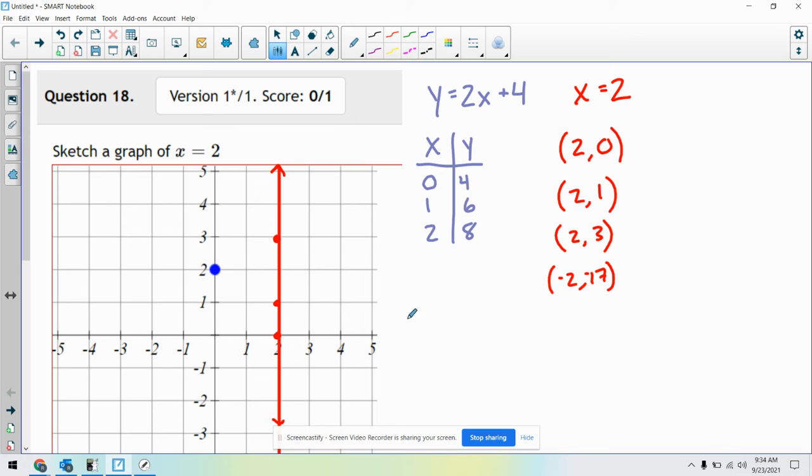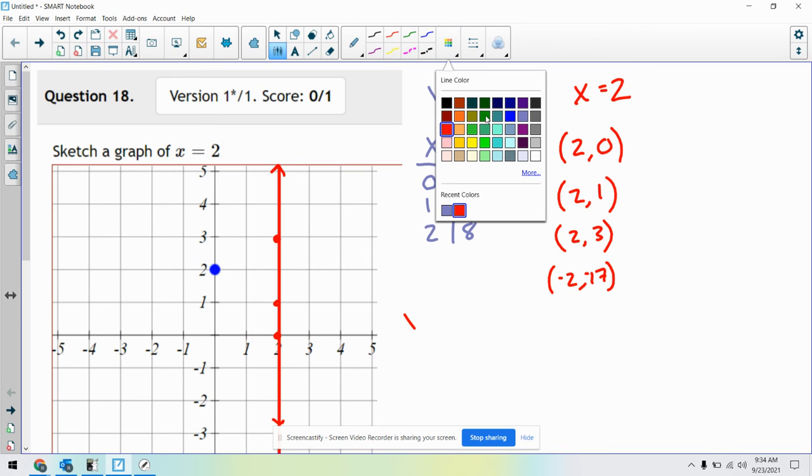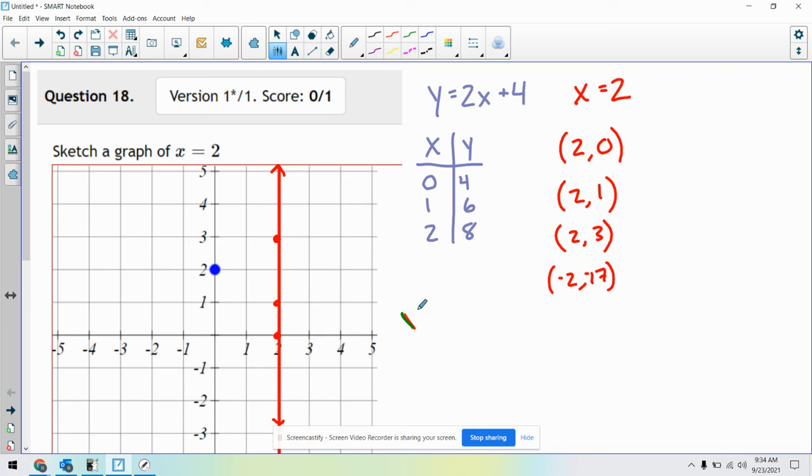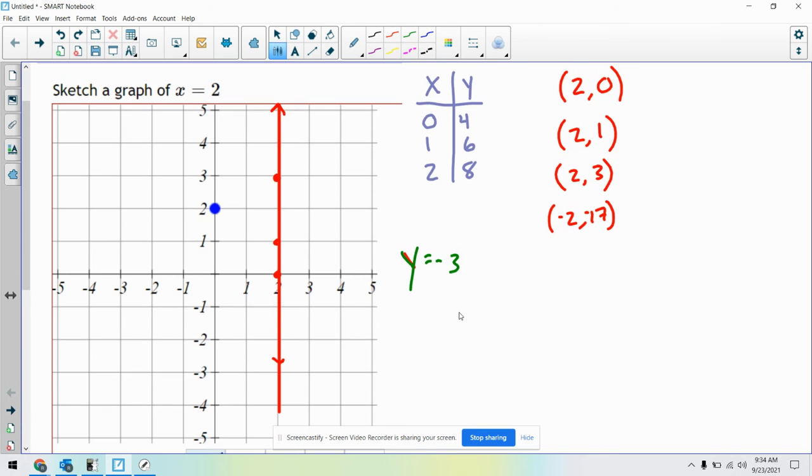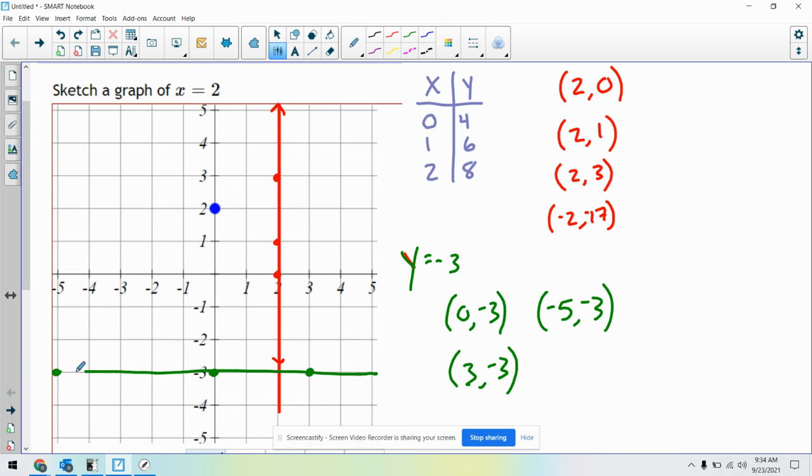Okay, if you have something that says, let me do a different color, y equals, let's say y equals negative 3. That's going to be every coordinate with the negative 3 for y. 0 comma negative 3. Negative 5 comma negative 3. 3 comma negative 3. And there's an infinite number of those as well. But if I plot those, negative 5 negative 3, 0 negative 3, 3 negative 3, you'll see those are on a horizontal line.